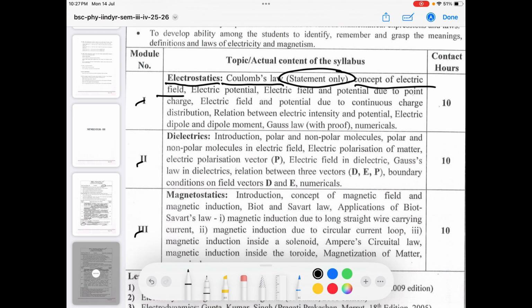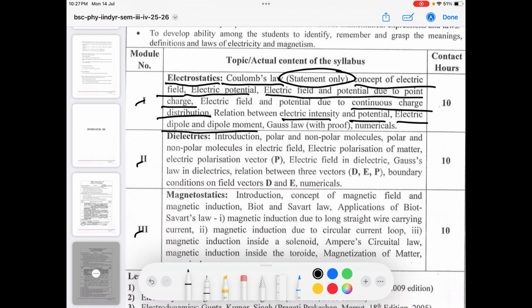Then we have to see electric potential, electric field and potential due to a point charge, and another, electric field and potential due to continuous charge distribution. Then we have to see the relation between E and V, that is, electric intensity and potential. Then we have to see the electric dipole and dipole moment.